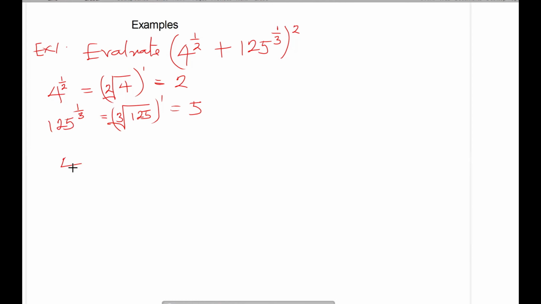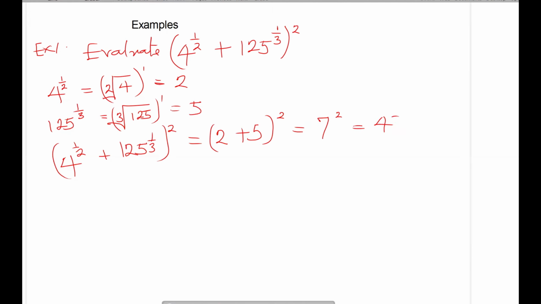That means 4 raised to the power 1 over 2 plus 125 raised to the power 1 over 3, all squared. 4 raised to the power of 1 over 2 is 2, plus 125 raised to the power of 1 over 3 is 5, all raised to the power 2. And 2 plus 5 is 7, 7 raised to the power 2, and that becomes 49. That's one down. Let's try another example.